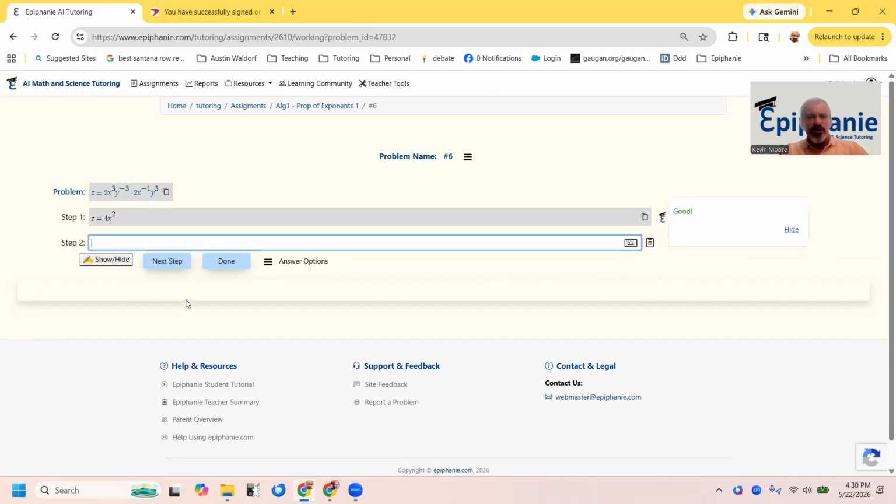You'll notice these are all equations. You can also enter your own equations. It doesn't have to be one put into the system previously. You can enter any of these on your own. Let's go back to the assignment.